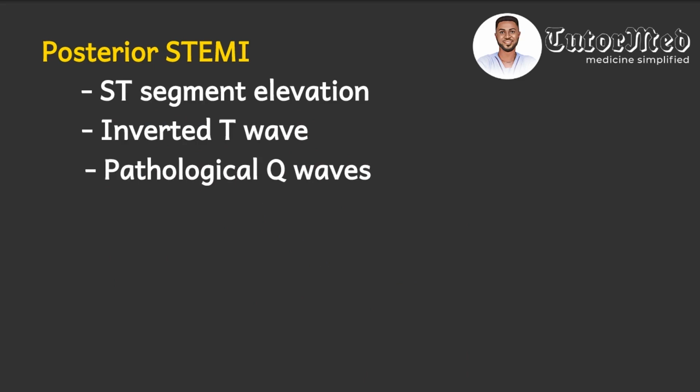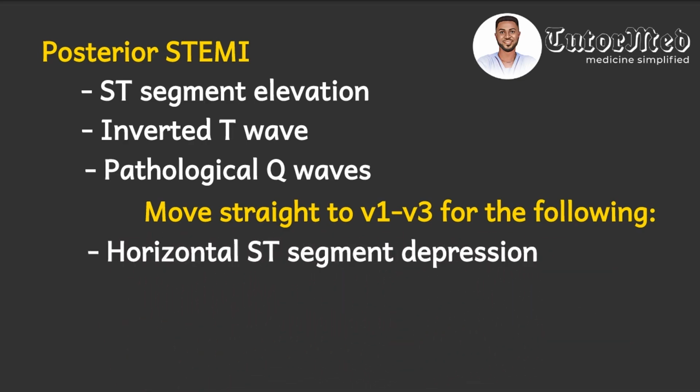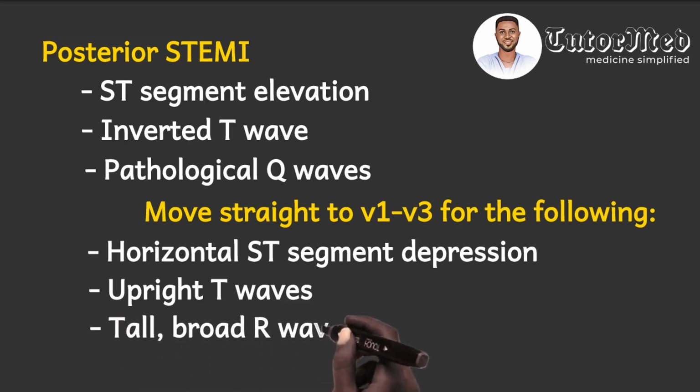So if we want to see this indirectly to diagnose posterior STEMI, we move straight to the anteroseptal leads, which are from V1 to V4. But the criteria says we should focus only on V1 to V3. And so the features we would see include an ST depression, that is the opposite of the ST elevation, but to be horizontal. Then an upright T wave, which is the opposite of an inverted T wave, if it is there. And then a tall, broad R wave, which is the opposite of the pathological Q wave.